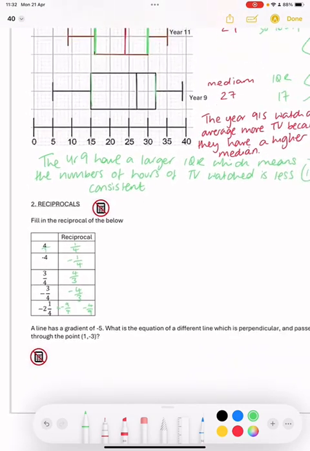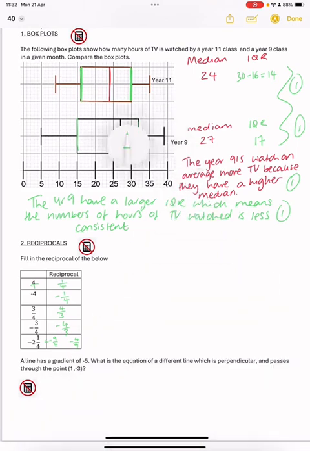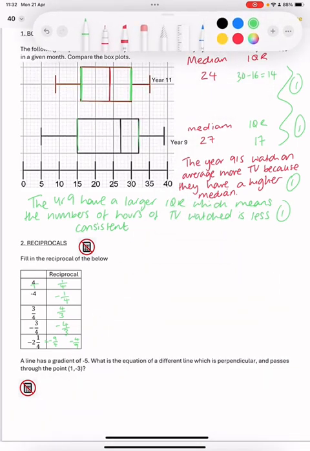Now, that can often be confused by this type of question on the bottom here, which says the line has a gradient of minus 5. What is the equation of a different line which is perpendicular and passes through the point 1, minus 3? Okay, now, when a line is perpendicular to another line, we can look at the gradient and we find the reciprocal of that gradient. So if it was minus 5, it'd be minus 1 over 5, but we also change the sign. So that's going to be 1 over 5. So the negative reciprocal, that will be the perpendicular gradient.